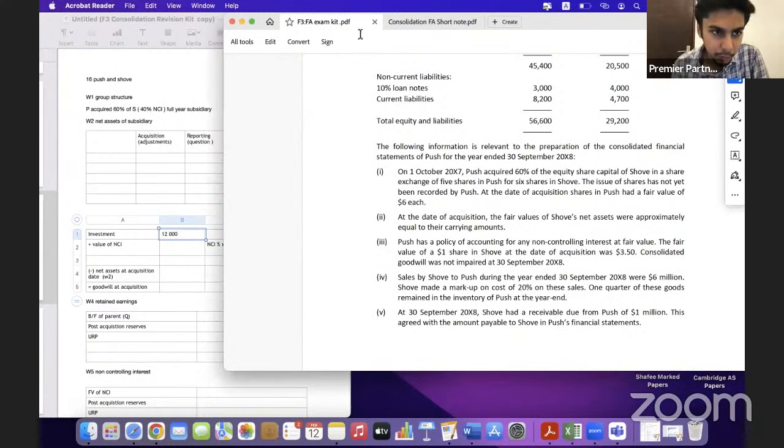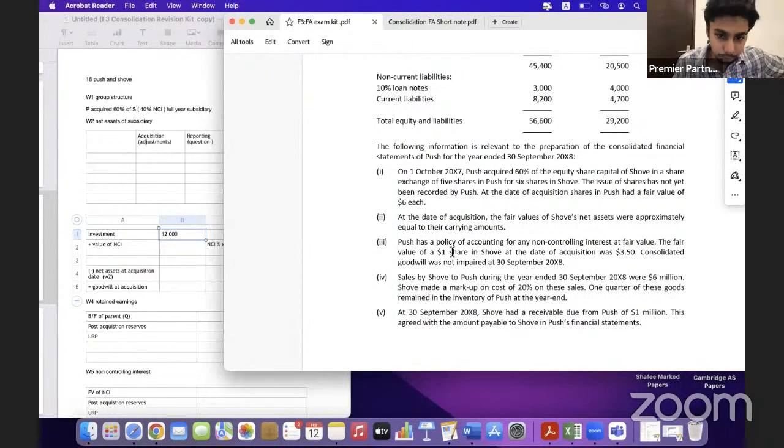At the date of acquisition, the fair value of S is equal to their carrying amount. What does this mean? That means there aren't any fair value adjustments. At the date of acquisition, fair value of S were approximately equal to their carrying amount, meaning there aren't any fair value adjustments. Then, guys, let's go to the next part. Now, guys, look at this one.